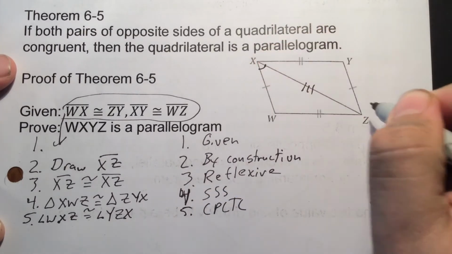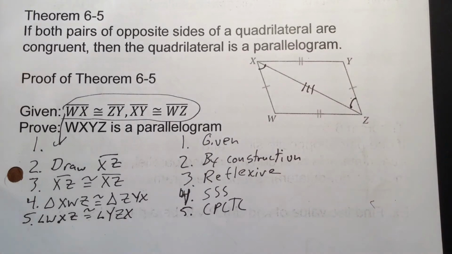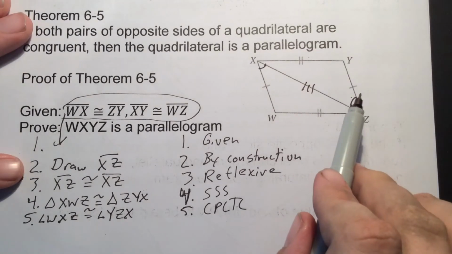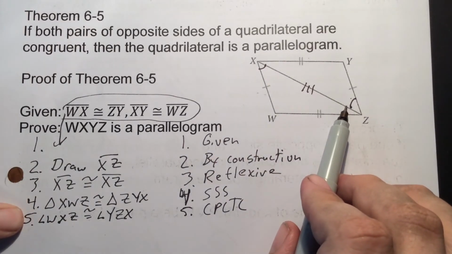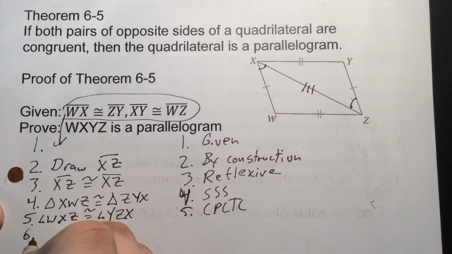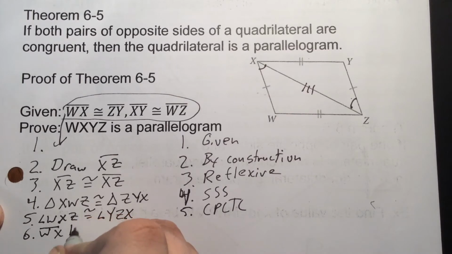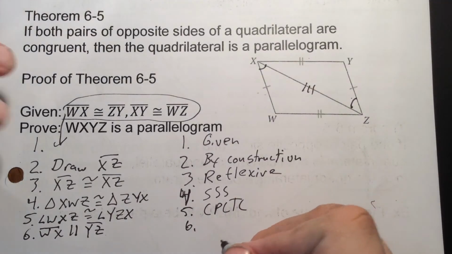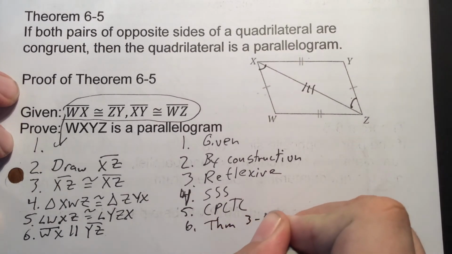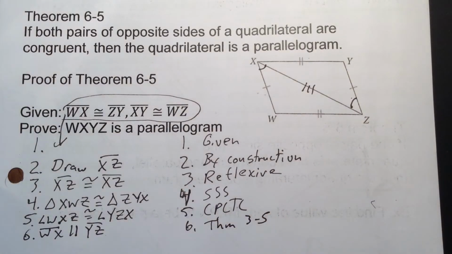So if we mark that there and there, we would know we have alternate interior angles. If we know those are congruent, which we do, then we can say for step 6, side WX is parallel to side YZ. And it's by, again, alternate interior angles, but it's the converse. I believe it's theorem 3.5. So that's where it's saying the opposite: if we know alternate interior angles are congruent, then we know the sides are parallel.